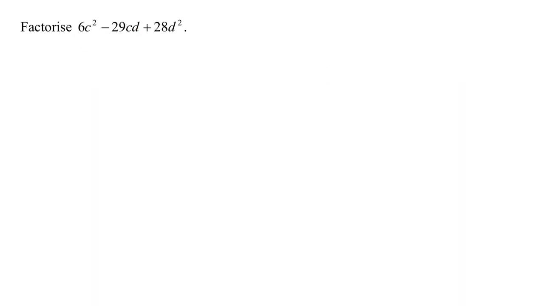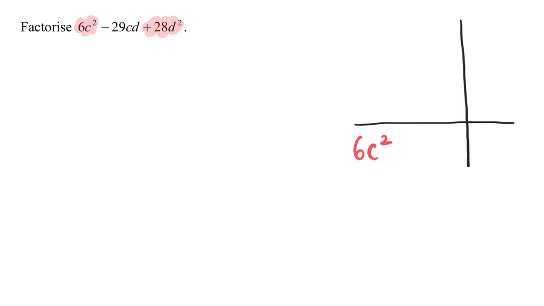Hello everyone, welcome to this video where we are required to factorize 6c squared minus 29cd plus 28d squared. I'm going to rely on my cross method now. And do take note where I position my terms, alright? 6c squared, positive 28d squared, negative 29 c and d.